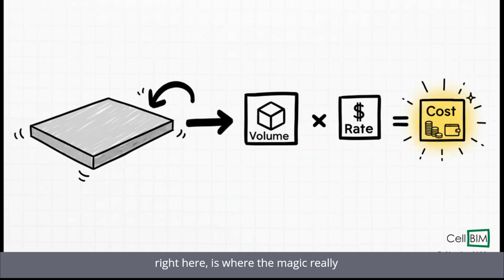And this, right here, is where the magic really happens. Because these variables act just like normal numbers in Excel, you can use them in all your standard formulas. So a formula like equals volume times rate is now totally dynamic. If an engineer makes a slab thicker in the model, the volume variable updates, and bam, your cost calculation updates instantly. You didn't have to do a thing.